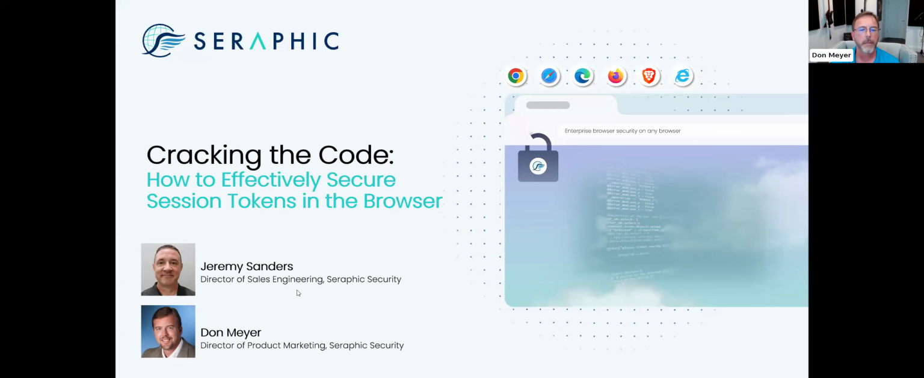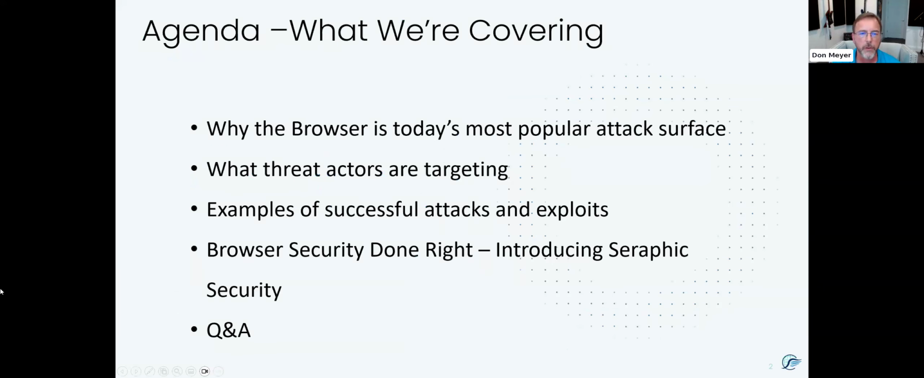So today we've got quite a few things that we're going to be talking about. We're going to start off with why the browser is today's most popular attack surface, and really dive into what we've been seeing, not only from an industry perspective, but what we're also seeing from our customer perspectives as well. Give you some real good tangibles in terms of how threat actors are now starting to change some of their tactics and what are some of the things that they're now starting to target. We'll also bring up some examples of some successful attacks and exploits to really drive that point home and share why it's important now to really start thinking differently about the browser and why browser security should be part of the conversation as we go forward.